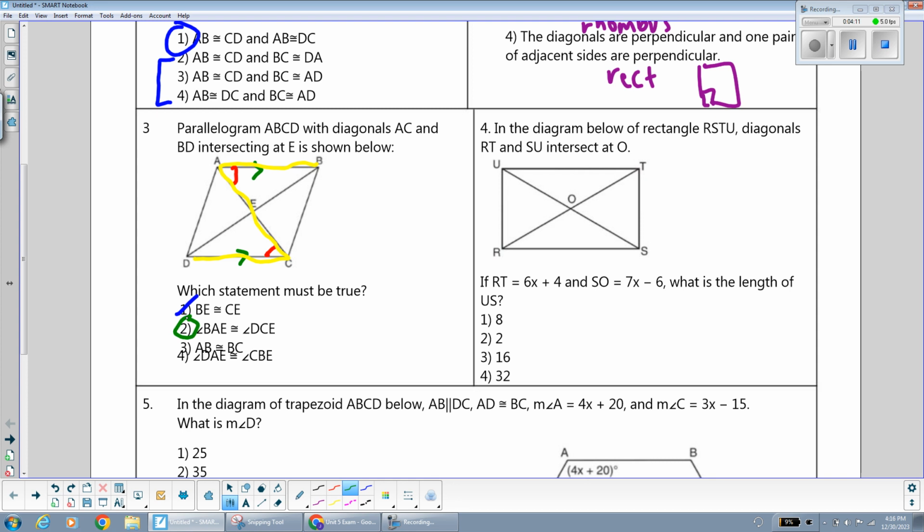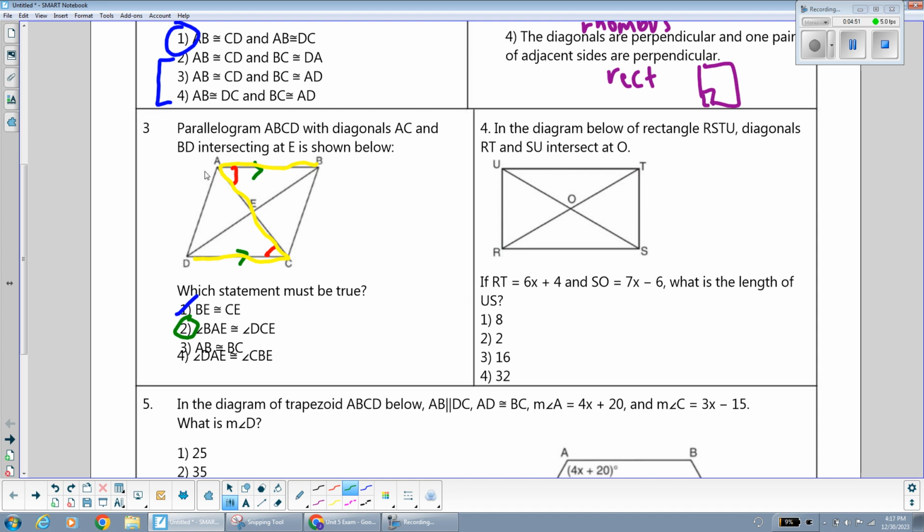We can go through the other answer choices to see why they are not true. AB would only be congruent to BC if this was a rhombus, because rhombuses have 4 equal sides. They have congruent consecutive sides. Regular parallelograms don't have that. They only have opposite sides that are congruent to each other. And finally, answer choice 4, angle DAE, that's this angle over here, is congruent to angle CBE. That's this angle over here. That would not necessarily be true because angle A, the whole angle, and the whole angle B here are supplementary to each other.